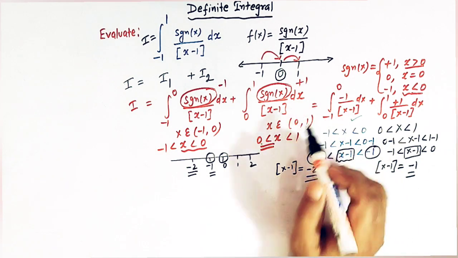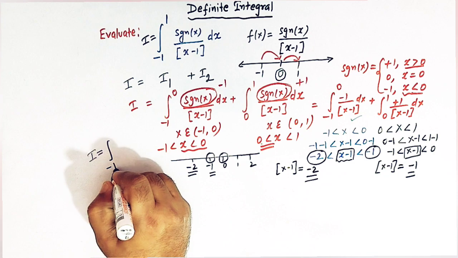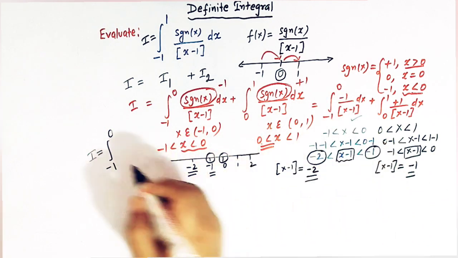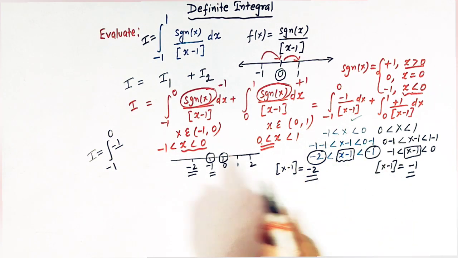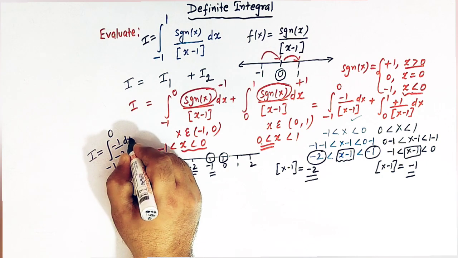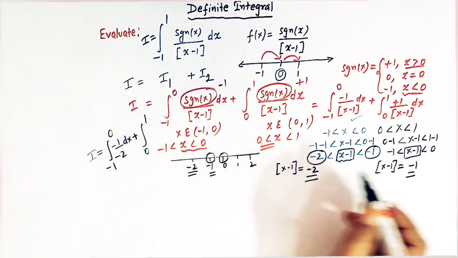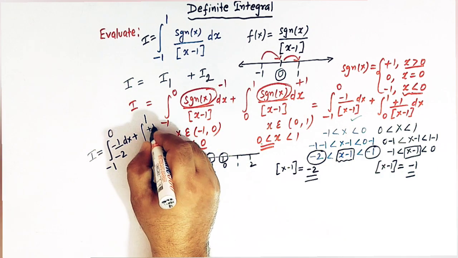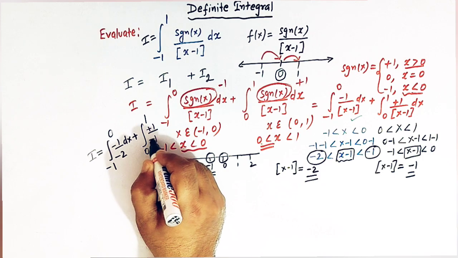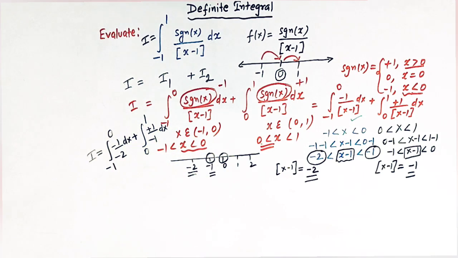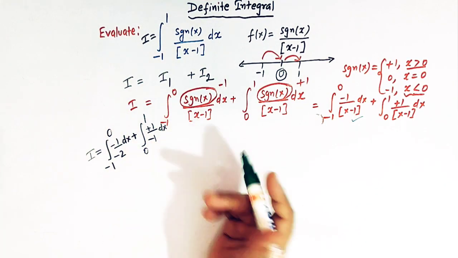So now this integral I can be written as integral from minus 1 to 0, here we have minus 1, and then we have greatest integer of x minus 1 is minus 2, dx, and then we have 0 to 1, and we have plus 1, and in the denominator we have greatest integer of x minus 1 as minus 1, right? And here we have dx. So now we have two simple integrals.